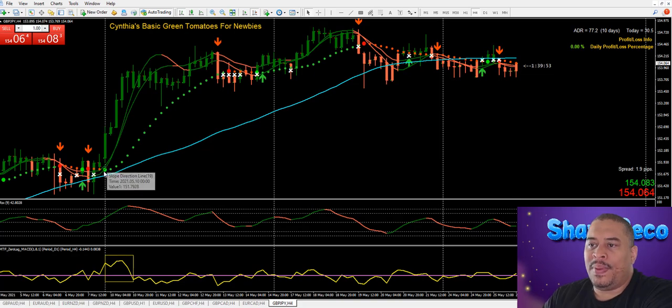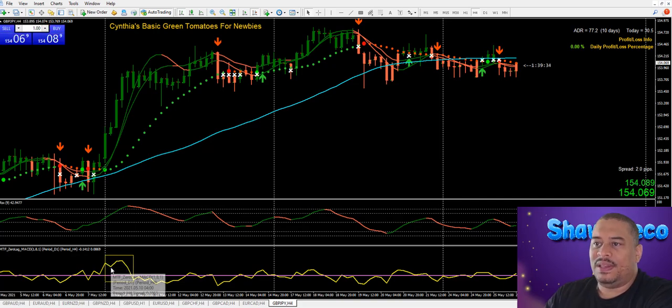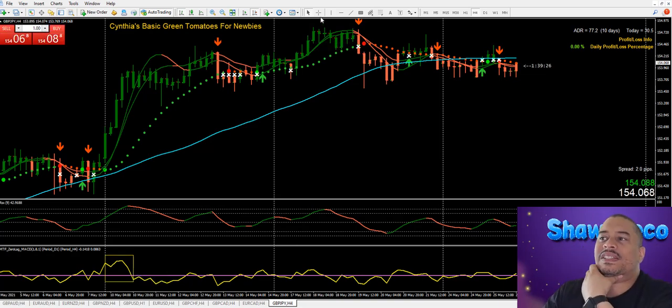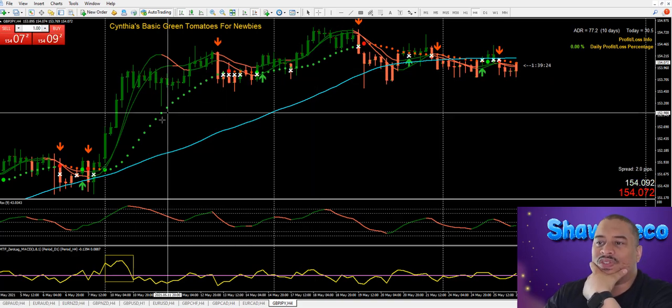You have the big dot parabolic SAR, right? The 50 moving average is below the candle, right? Then you got your RSI, which is above the 50 line, right? And then just take a look at this. Look how far your MACD, your green MACD, is above the purple. These are all signs for go. Go, go, go. Now, see how many pips we can catch off this, right?